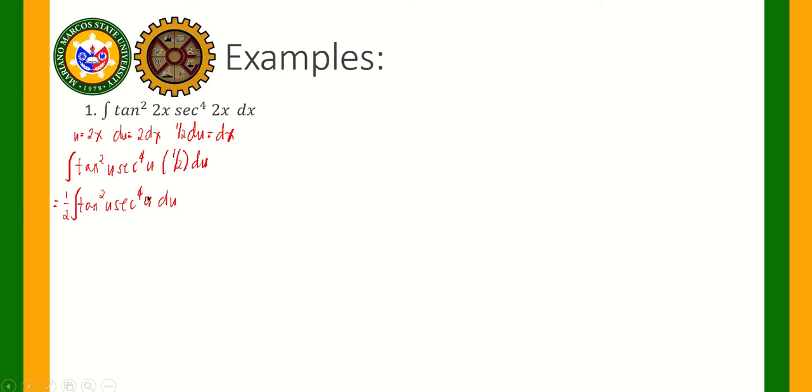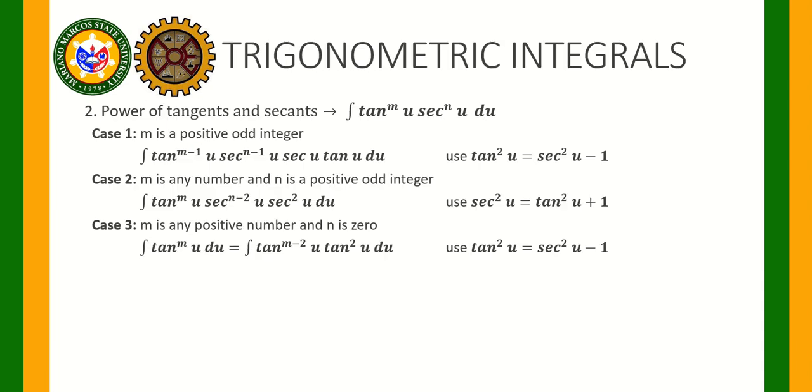Since our powers are 2 and 4, yung m natin is equal to 2 and yung n natin is equal to 4. So, what will we use? Since our m is 2 and n is equal to 4, we are going to use case 2.